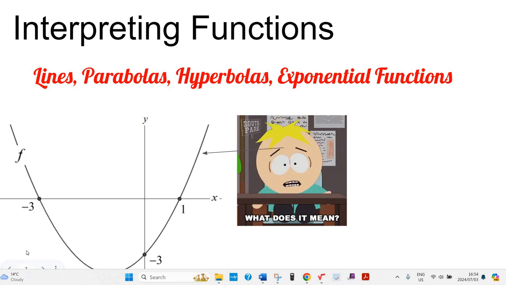Okay, let's look at this guy here. What's he doing? He's trying to interpret this function here. Well, we know what this is. We know this is a parabola. And he's looking at that and he's saying, what does it mean?